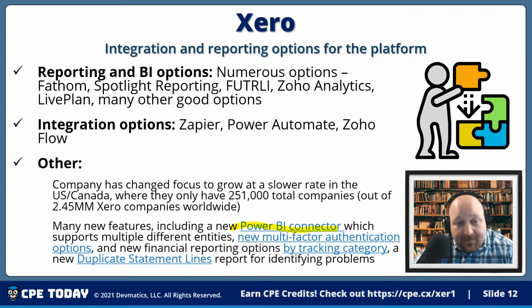Zapier, which is probably the largest and most robust of these integration tools that have been out for a number of years, works with over 3,000 different products. So using this, you can pull information or push information to Xero from any number of solutions. Maybe you're using HubSpot for your customer relationship management, or maybe you're using Formidable Forms for doing forms on your website, and you want to push and pull data to and from Xero.